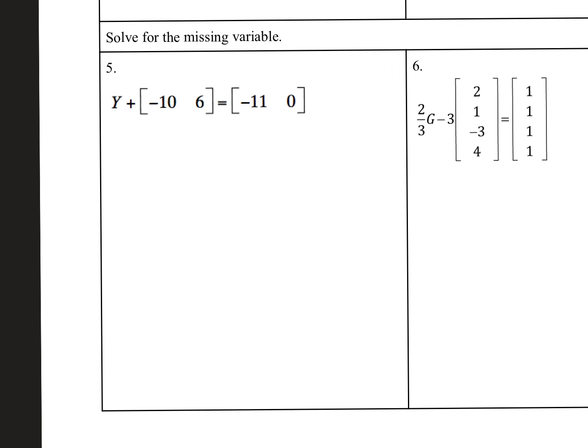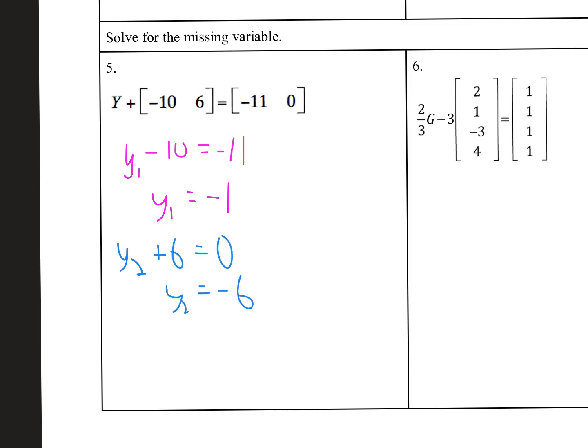Okay, so I'm going to call it y1 plus negative 10 equals negative 11. So y1 is negative 1. And then y2 plus 6 is 0. y2 is negative 6, which means that my original one is negative 1, negative 6.